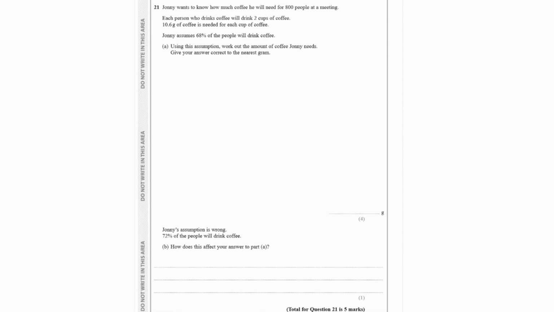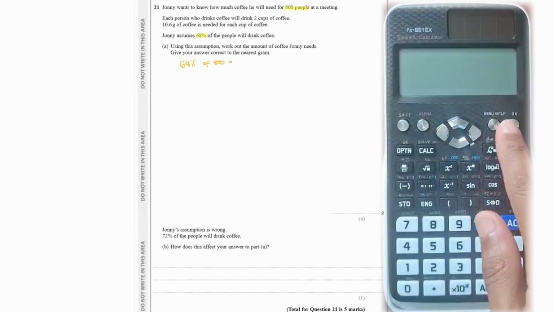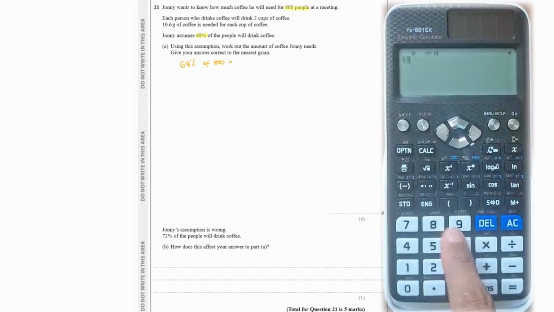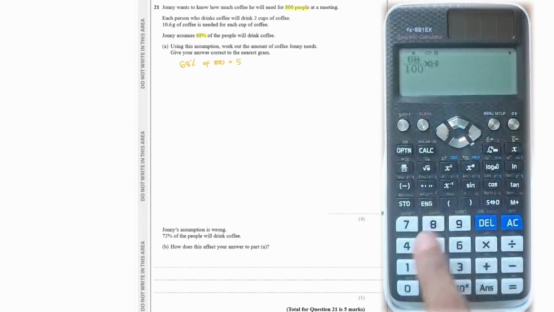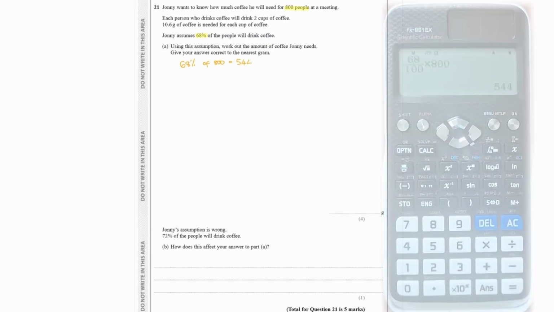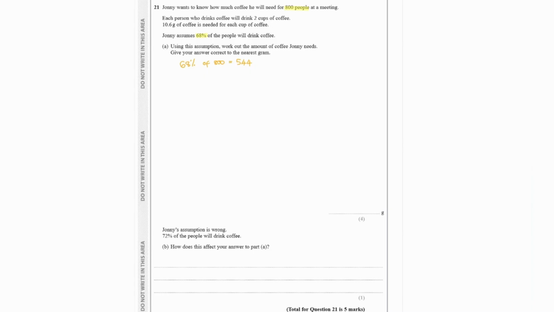So first, we are told that only 68% of the 800 people will be drinking coffee. So first, we can find 68% of the 800 people, and we can put this in the calculator as 68 over 100 multiplied by 800, and that gives 544, which means only 544 people will be drinking coffee.